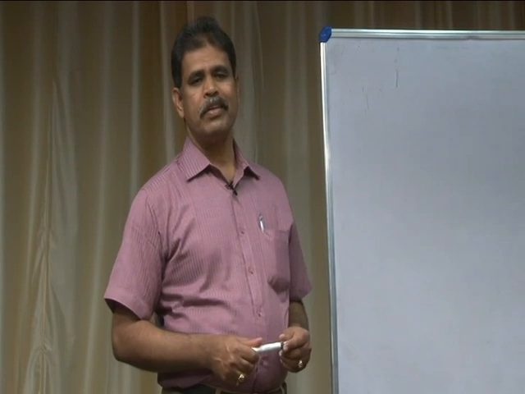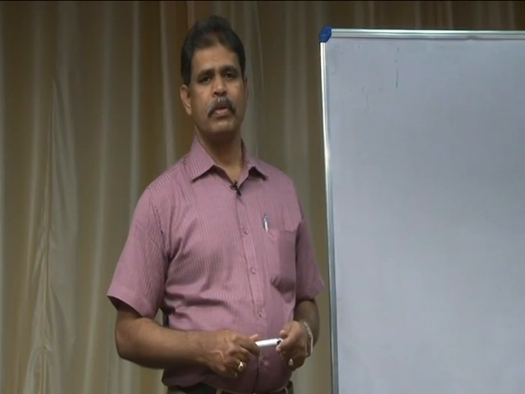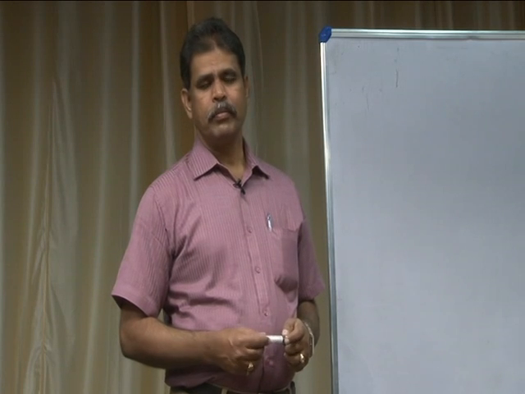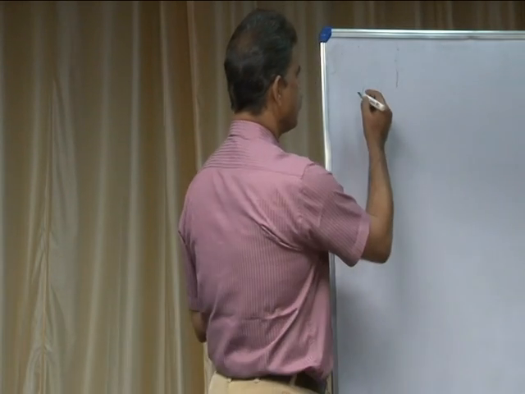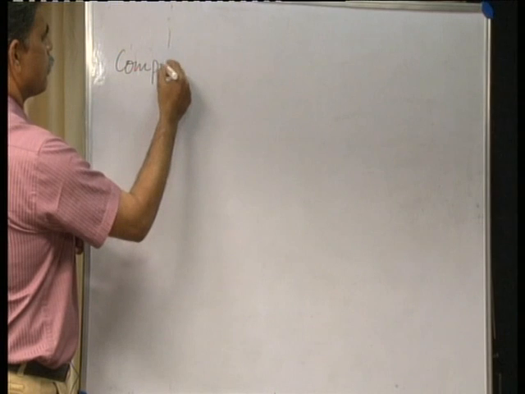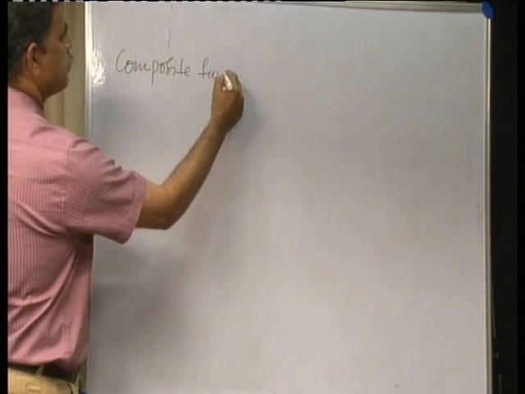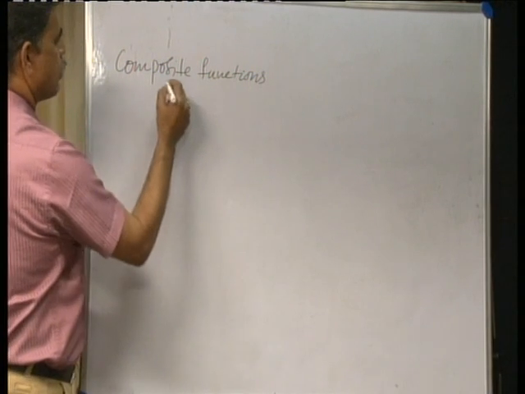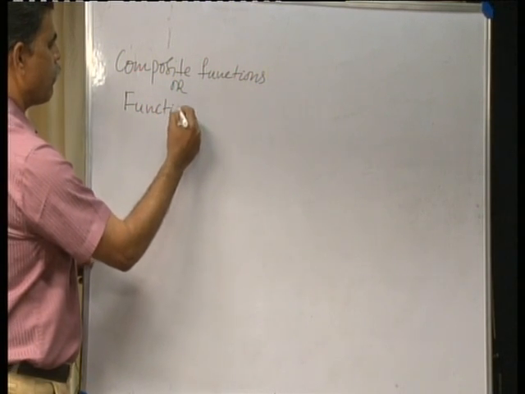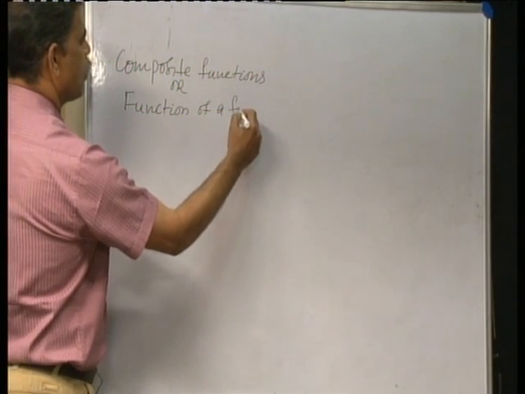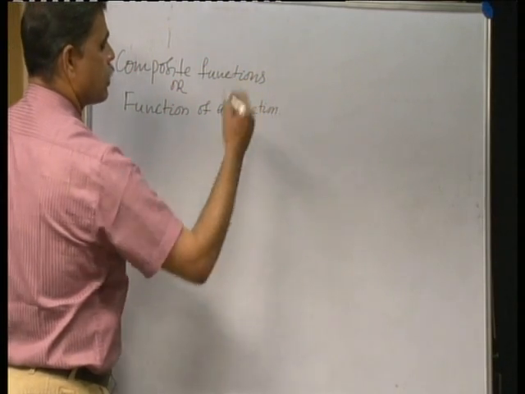Now, we shall discuss the types of differentiation, how to differentiate the different types of functions. Among them, the first one is the differentiation of composite functions. Composite functions are also called function of a function.